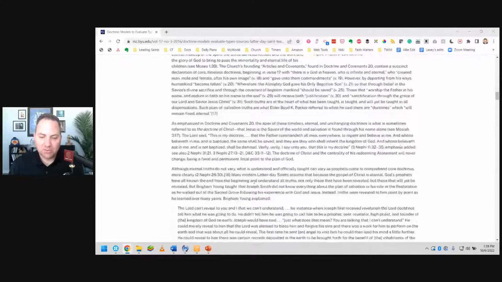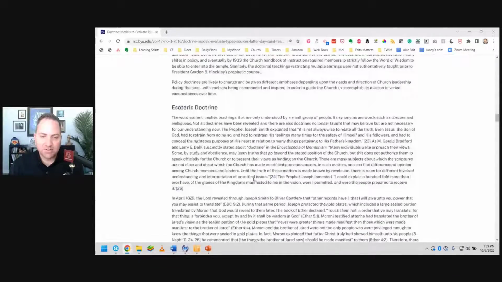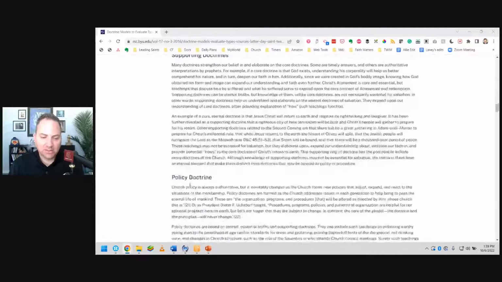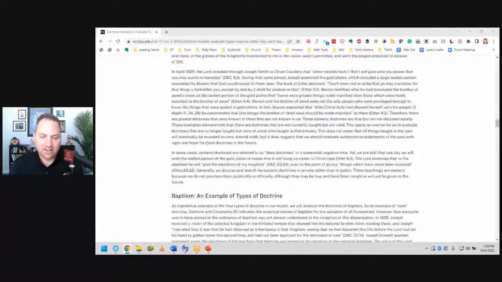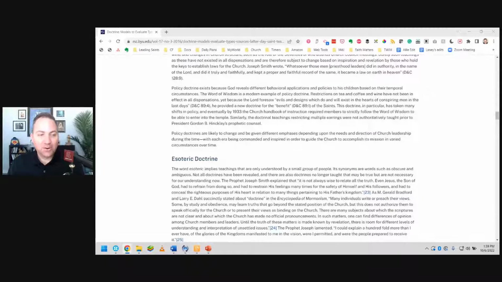And they have these diagrams, which I want to get into, as far as the different types of doctrine. They talk about supporting doctrines, policy doctrines, and esoteric doctrines. That's the last one. So the trap we fall into is that you often hear this dichotomy of, oh, that's not doctrine, that's culture, or that's not doctrine, that's policy, right? It's this dichotomy that it's black and white, it's either one thing or another thing. Or we say things like doctrine never changes, but policy changes, right?